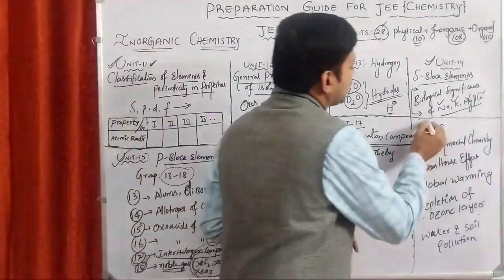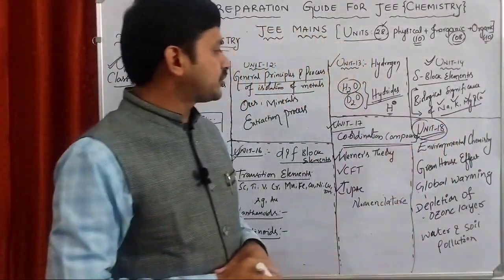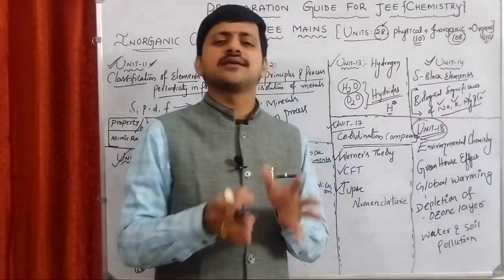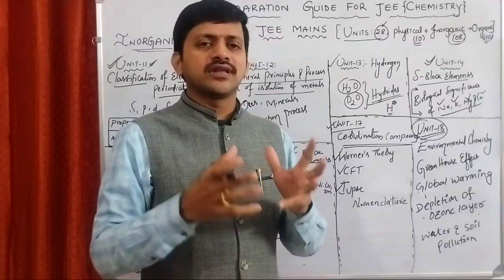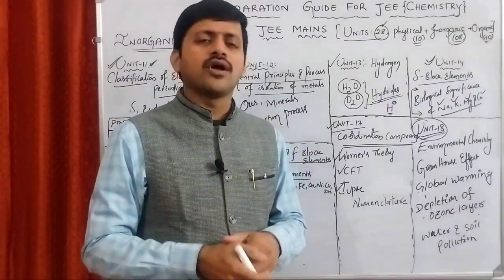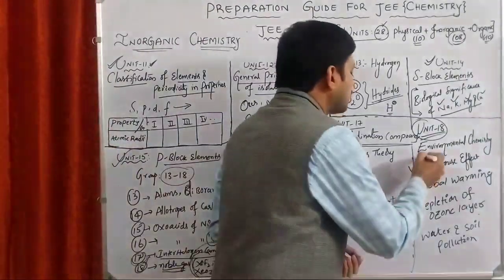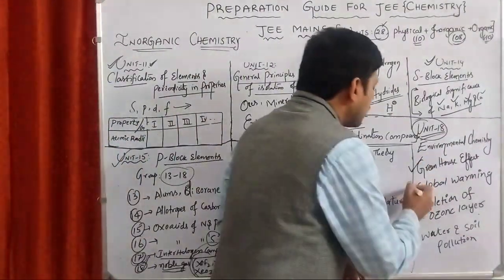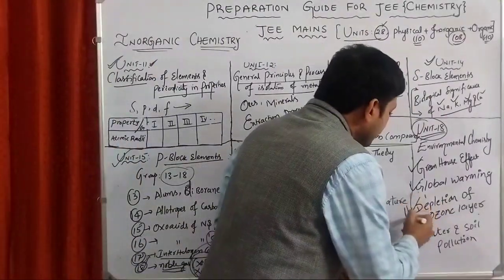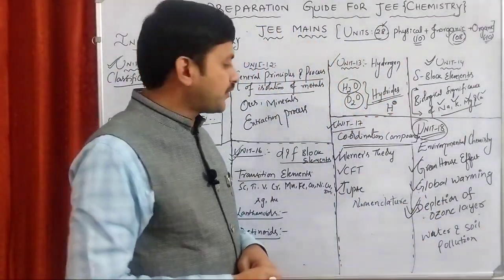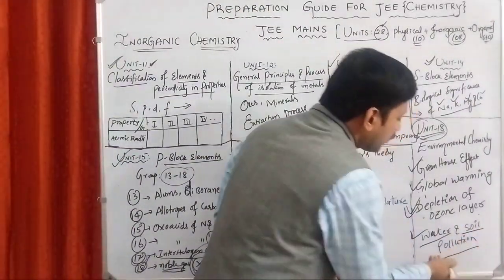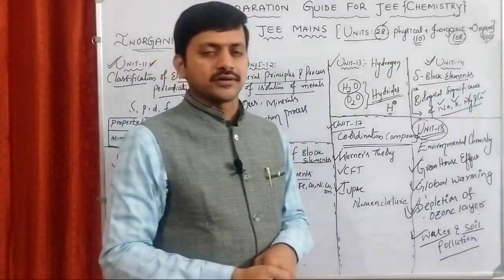The last unit in this inorganic portion is unit 18, that is what? Environmental chemistry. It's very simple chemistry. You need not bother about environmental chemistry. From the lower classes we have all been studying it. We are all aware of what the greenhouse gases are, what causes global warming, what the elements are for the depletion of your ozone layer, and some introductory portion of water and soil pollution.